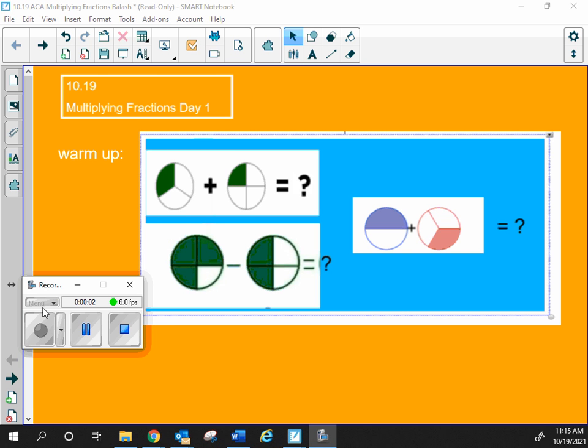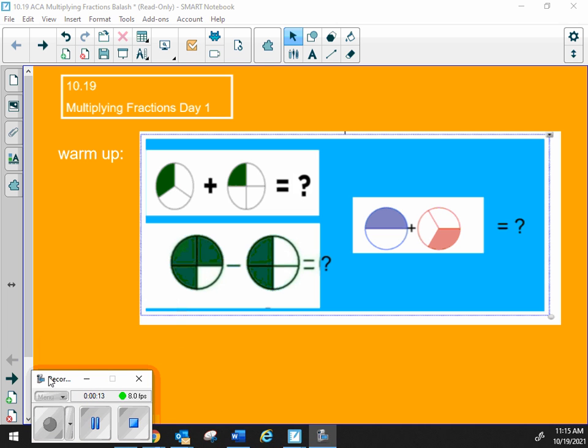This is academic for Tuesday, the 19th. So you can warm up. Please complete this warm up on your warm up page. I'm going to pause and play when we're ready to go over it.